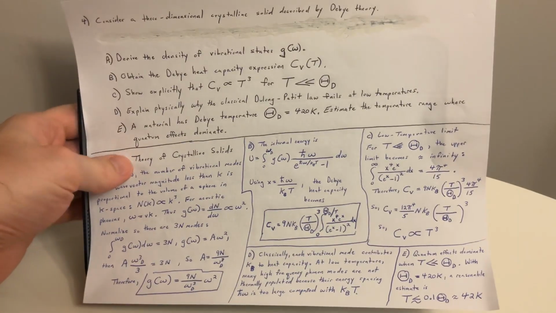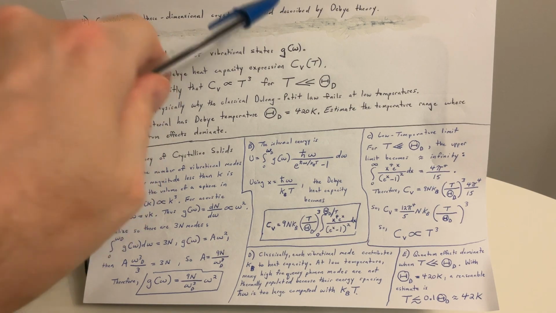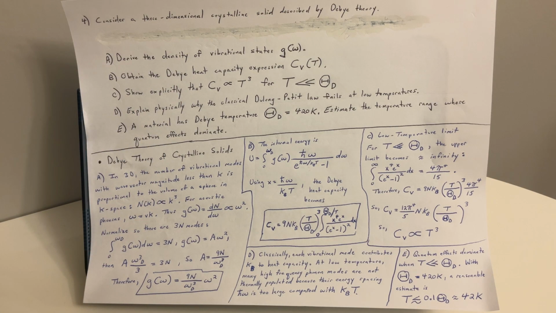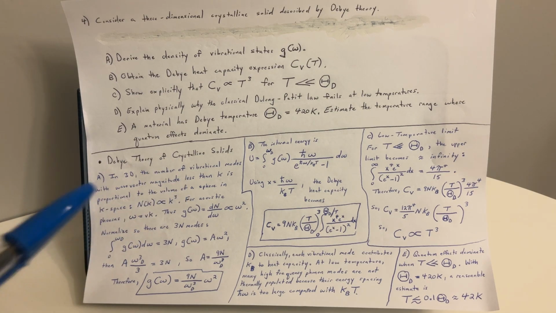Number 4, consider a three-dimensional crystalline solid described by Debye theory. Part A, derive the density of vibrational states g of omega. In 3D, the number of vibrational modes with wave vector magnitude less than k is proportional to the volume of a sphere in k space. N of k is proportional to k cubed.